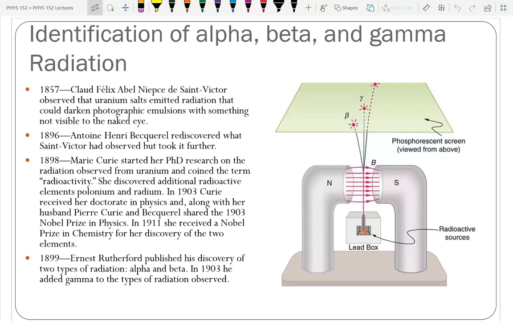So then 2 years later, Marie Curie, I can't remember her maiden name. That's kind of too bad. She started her PhD research and started studying this stuff. And so she's the one who came up with the word for radioactivity. Radioactivity is a word that means radiation activity. So she said these rocks are radioactive.